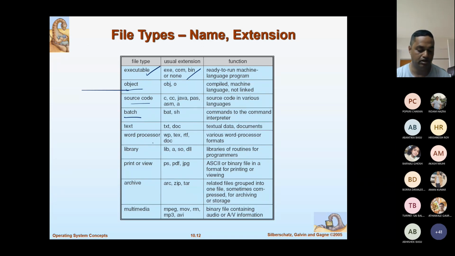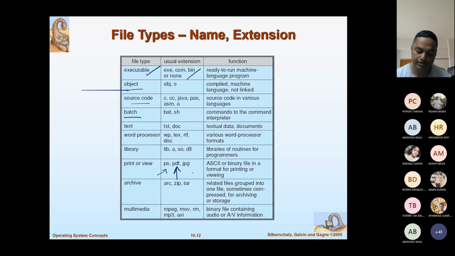Then you have a text file, .txt. Word processor, there can be different word processors today. You have .wp and .tex. TeX is a LaTeX file, a scientific writing tool. RTF, .doc. Similarly, you have library files, .lib, .a, .so, .dll. DLL is a library. Print or view, the popular one is PDF, .pdf. You have also .ps.